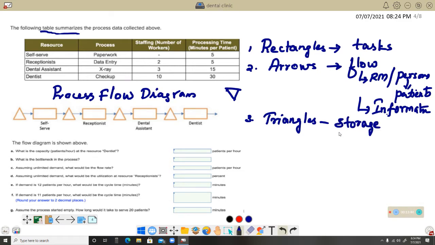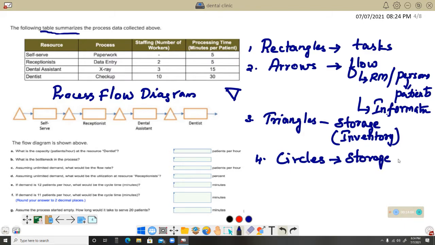Storage, which means the inventory. And as I said, there are symbols like circles also. It is not used over here, but circles are sometimes used. It is used for storage only, but it is for the storage of information.